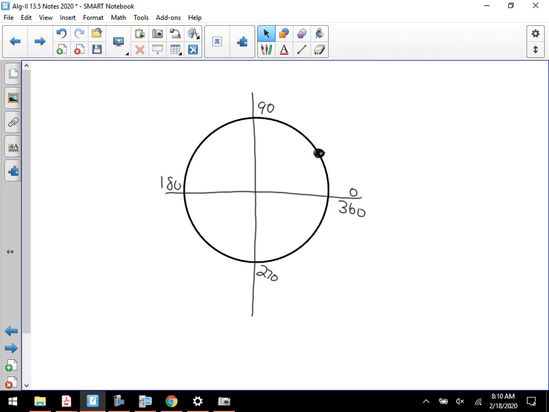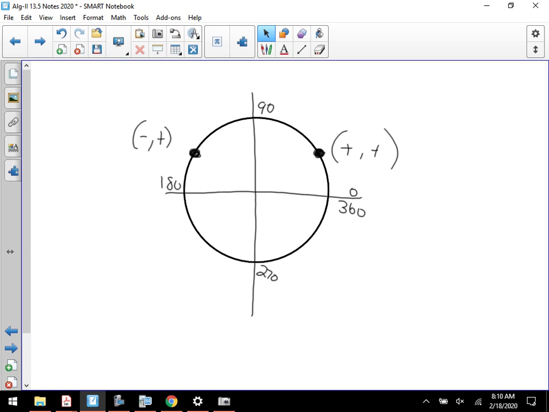Now, for example, if I put an ordered pair, what do you know about the x and the y coordinates in terms of positive, negative? If they're in the first quadrant, what are your x and y coordinates? They're both positive. So here it's plus plus. Now, if this exact point reflects to here, negative, positive, okay?